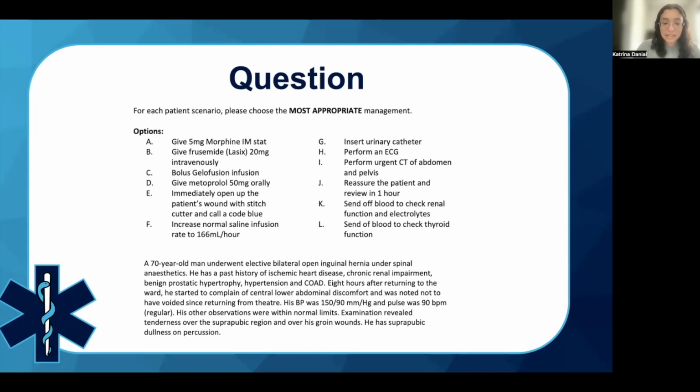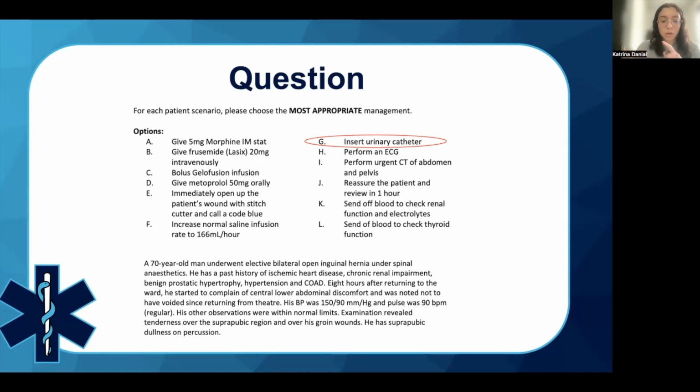Examination revealed tenderness over his suprapubic region and over his groin wounds. He has suprapubic dullness on percussion. What's going on here? This is a tricky one as well. Okay, so you want to insert a catheter. Let's talk through this. He hasn't voided. He hasn't been able to urinate. And in the context of he's an old man, he probably has BPH, and maybe he's also dehydrated. He's probably in retention.